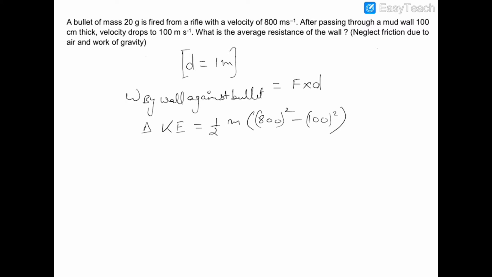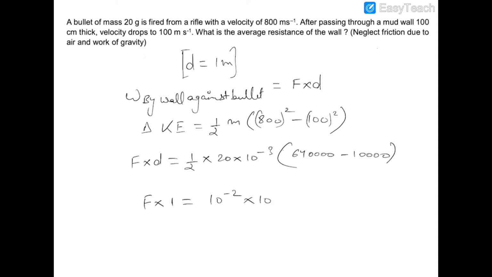So if we equate these two, then F into D will be equal to half, and mass will be 20, and it is in grams, so it is 10 to the power minus 3, and this will be 64 and this will be 10,000. So now F into D is 1, and this is 10 to the power minus 2 into 10 to the power 4, and this is 63. So F will be equal to 6300 newtons. So this is the average resistance which the wall has applied on the bullet. Now we move on to the next question.